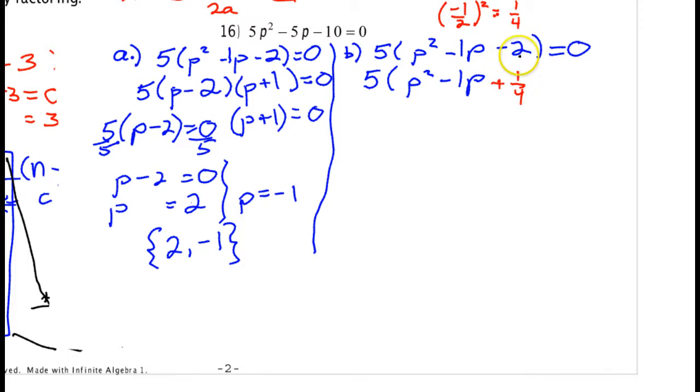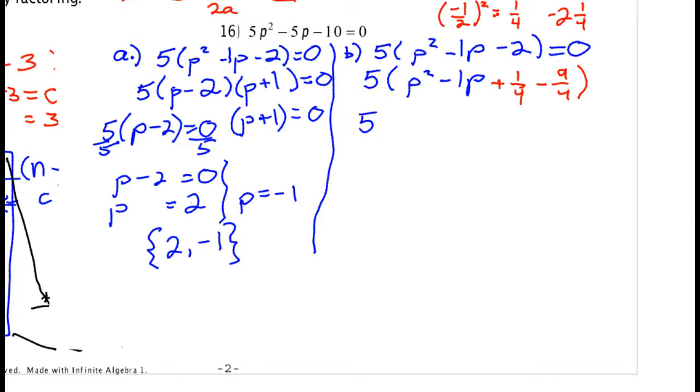How far is it from 1/4 to negative 2? So what is negative 2 minus 1/4? It's negative 2 and 1/4, which is negative 9/4. So already you can see you may have some bias on which method you like more, just based upon having these fractions. But regardless, you should get the same answer.